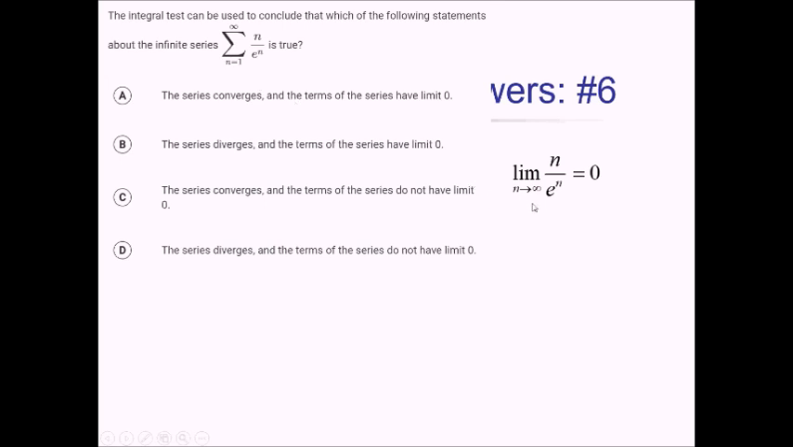So taking a look here, this is going to definitely be positive if I plug in n values that are 1 or larger, because e to the n is always positive, and if you plug positives into n, well, it's going to be positive.